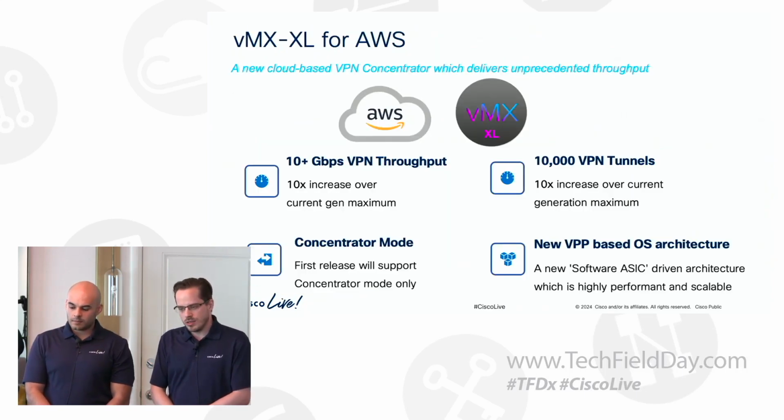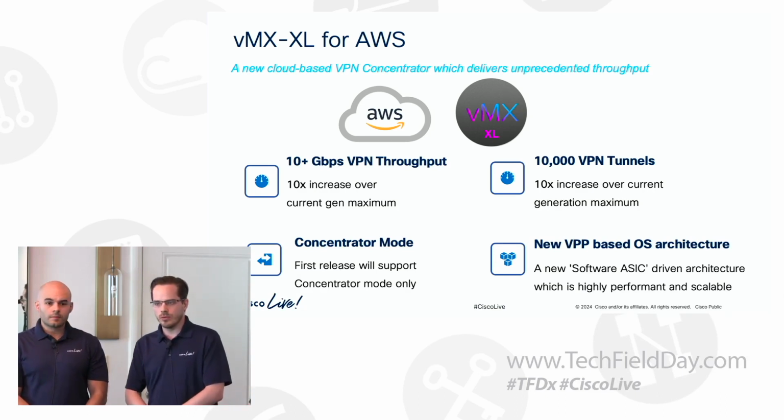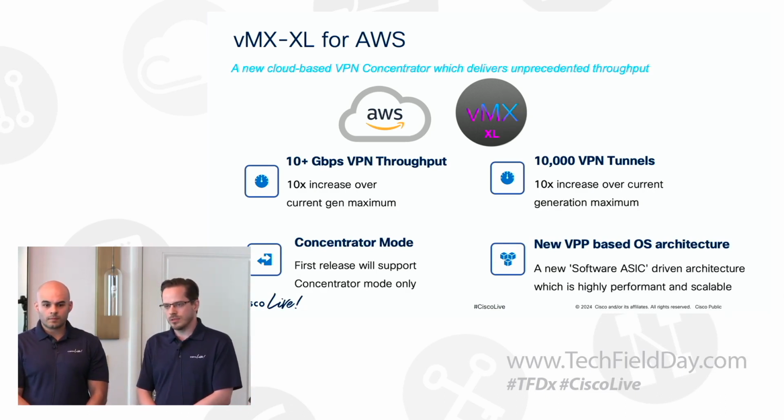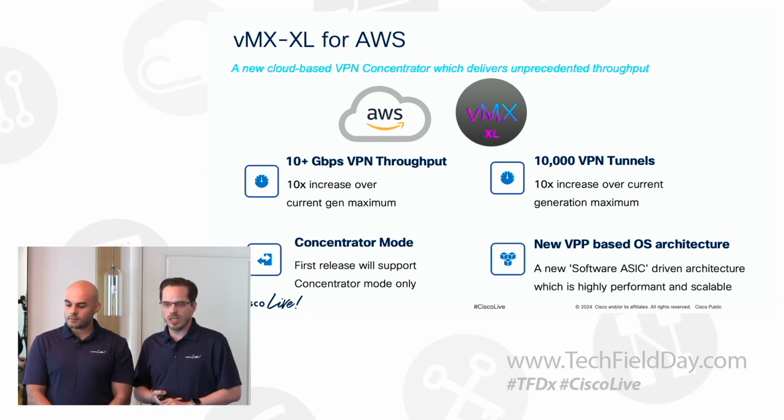We are introducing 2 new products to start that will leverage this new version of our operating system. That is the VMX XL on AWS, which we GA'd last week. The VMX portfolio today, the small, medium, and large platforms, scale up to 1 gigabit per second VPN performance on the VMX large and 1,000 tunnels.